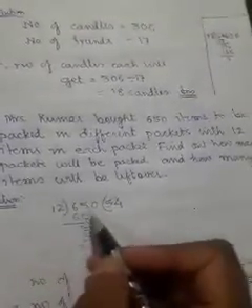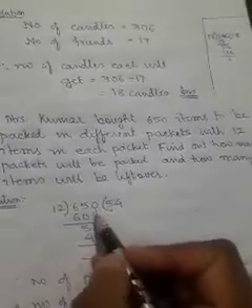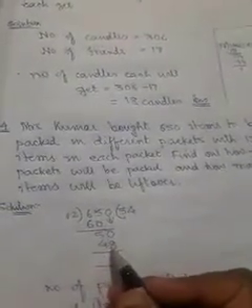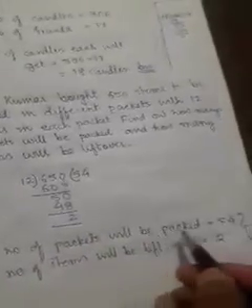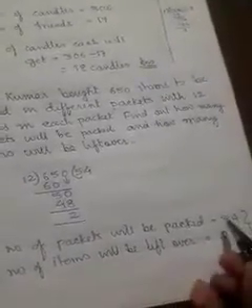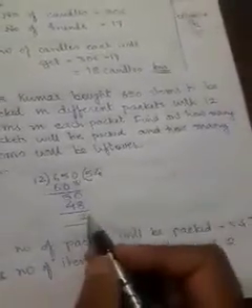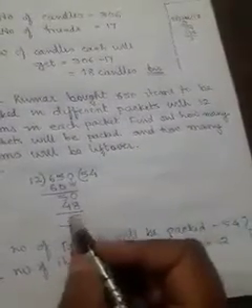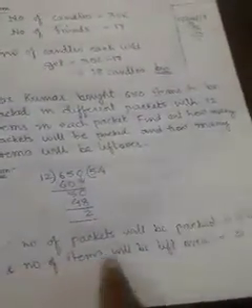12 5s are 60, 5 remainder, 0 will be brought down, and it will go 4 times, remainder 2. So therefore number of packets that will be packed will be 54. And what is the remainder? Remainder is 2. So it means the number of items left over is equal to 2.